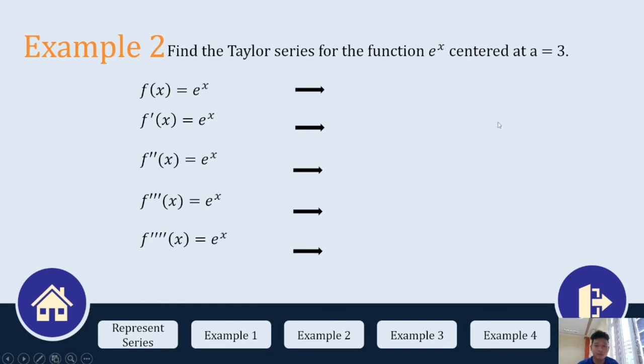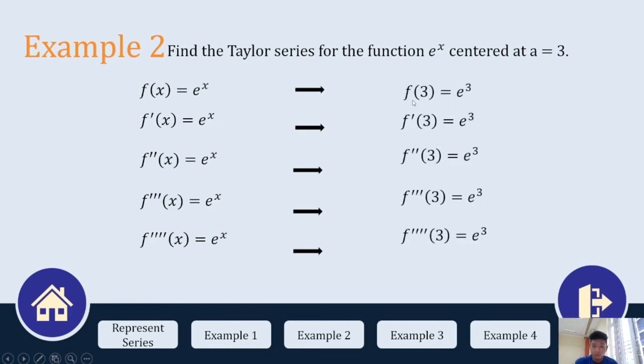So let's plug the value of a in. We will get the same answer as well: from f, f prime, up to the fourth derivative of f at 3, we get the same answer, e to the power of 3. So let's plug this value into our formula.